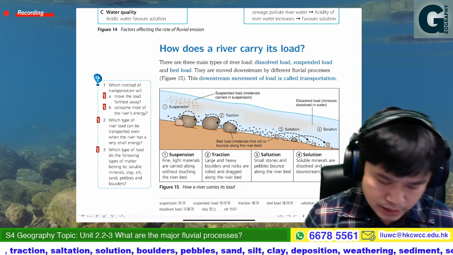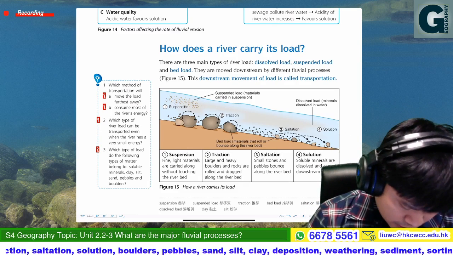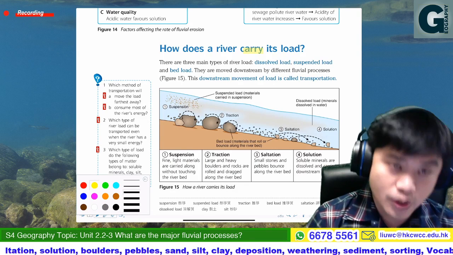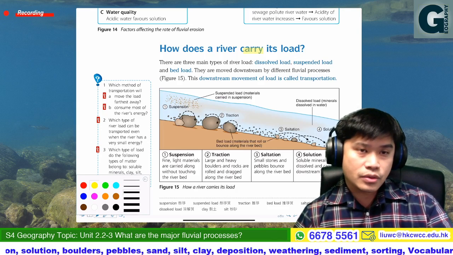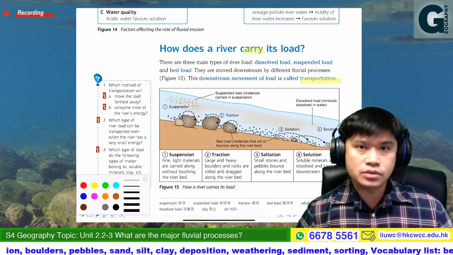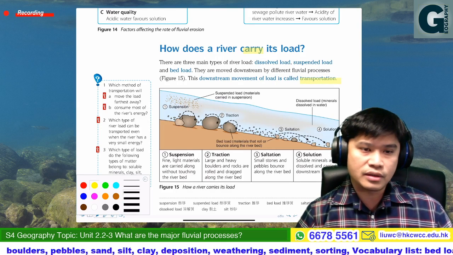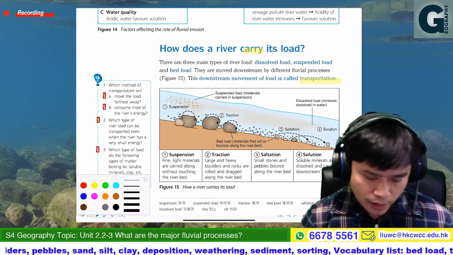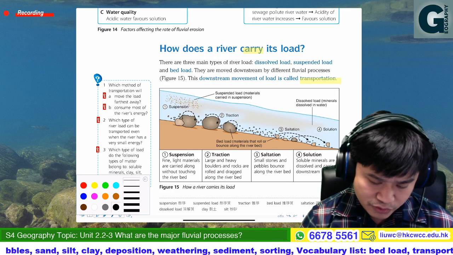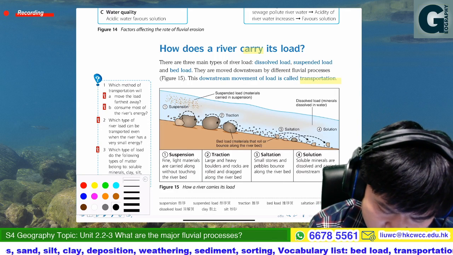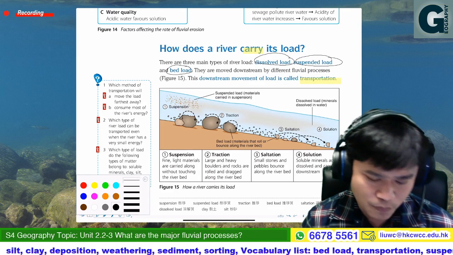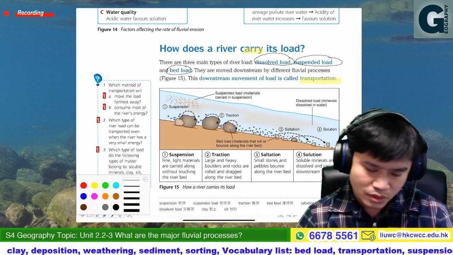How does a river carry its load? Carry, that would be the main purpose of our discussion today. We want to talk about the process of transportation. It means the water in the river carries the load. So there are three main types of river load: dissolved load, suspended load, and also bed load. What are they?